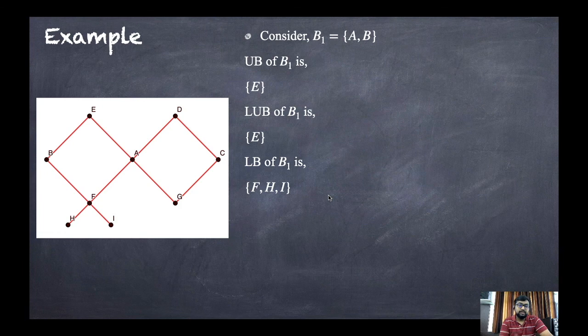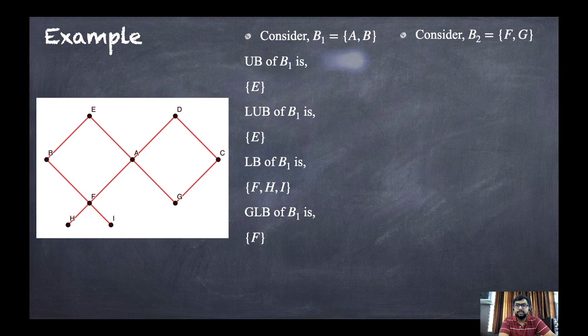Now, what is the greatest lower bound, that means GLB? Among these lower bounds, what is the greatest? So you can see H, I and F, so that is F. So F is the GLB. Okay, I think this is clear. Now let's consider another set.